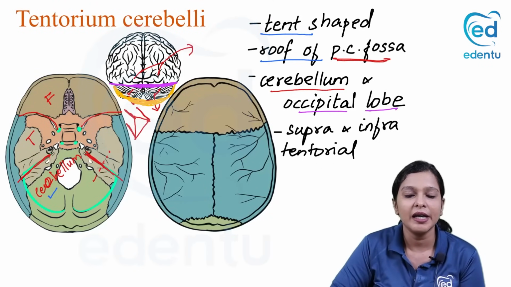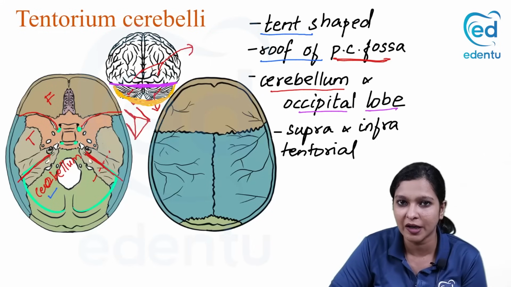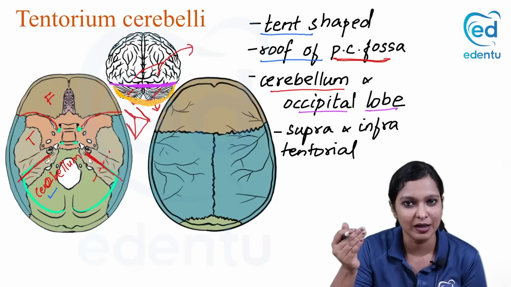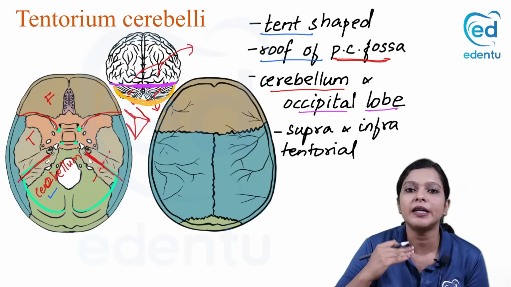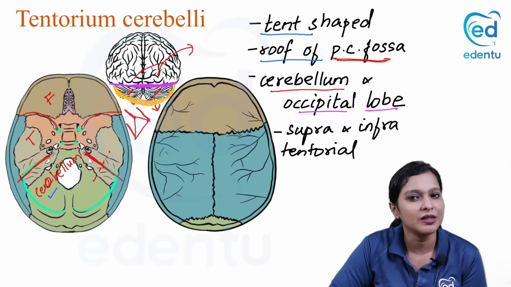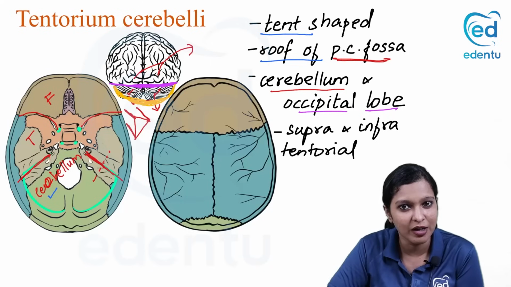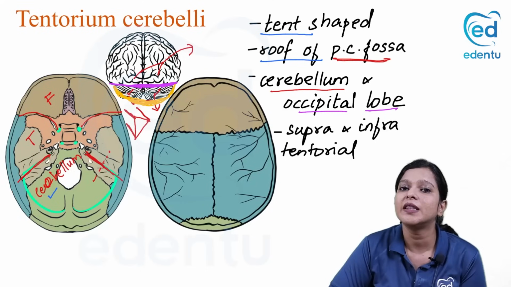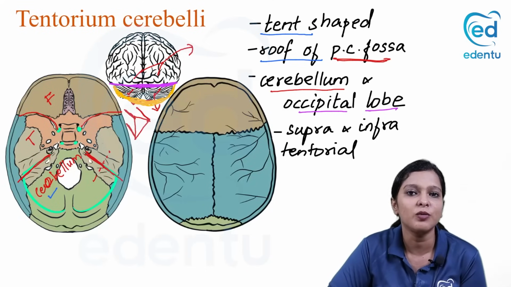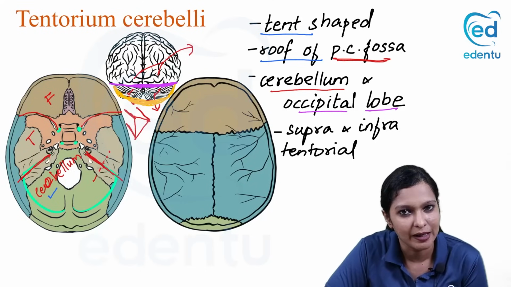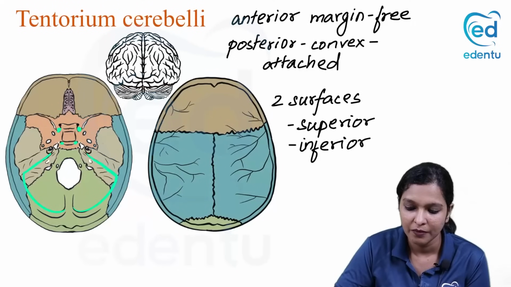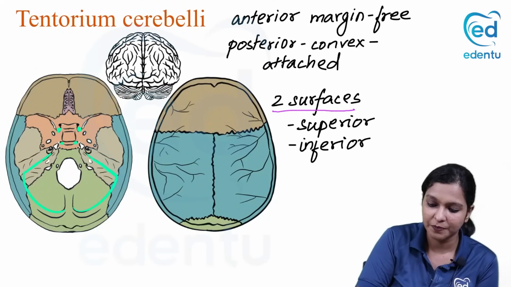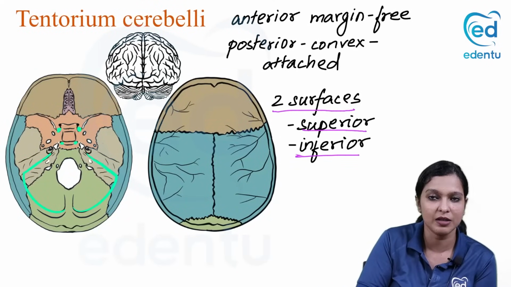Thereby it splits the posterior cranial fossa into two compartments: the supratentorial compartment and the infratentorial compartment. What structure is present in the supratentorial compartment? The occipital lobe of cerebrum. In the infratentorial compartment, what is present? The cerebellum. And we already saw the two surfaces, superior and inferior surface.